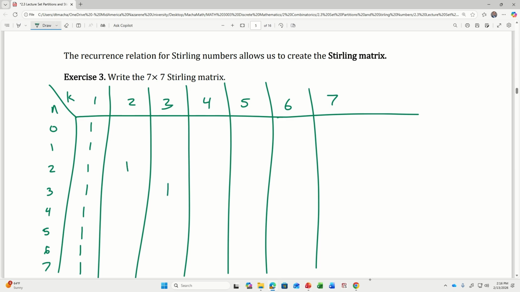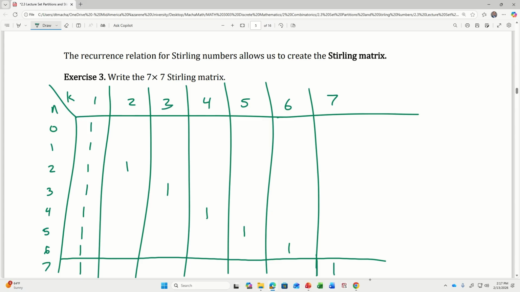So on the diagonal of this matrix, where I've got 3 and 3, and 4 and 4, and 5 and 5, 6 and 6, and 7 and 7, there's only one way to partition a set of size 7 into 7 blocks. Right? Okay.